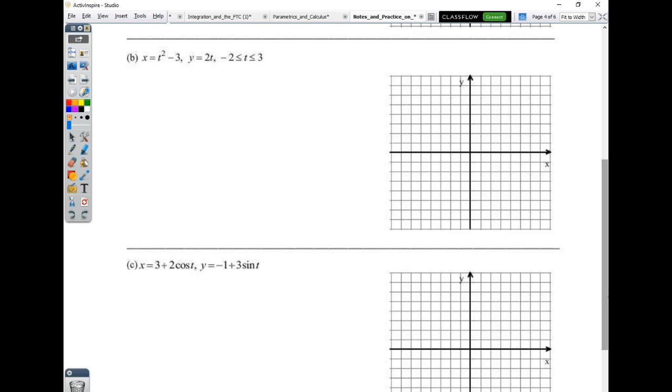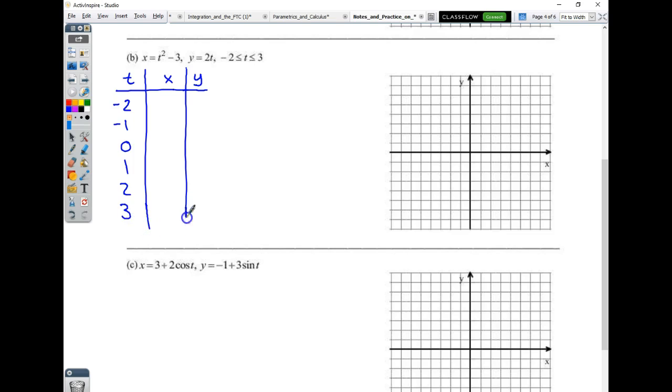We've got, ooh, this is nice, t squared minus 3 and 2t. There's no restrictions on what the t's could be except that I put a limit on them. I look at the functions, and I'll notice that the t variable doesn't really have anything that causes any nasty answers. So since I'm going from -2 to 3, I am going to represent all whole number t variables from -2 to 3.